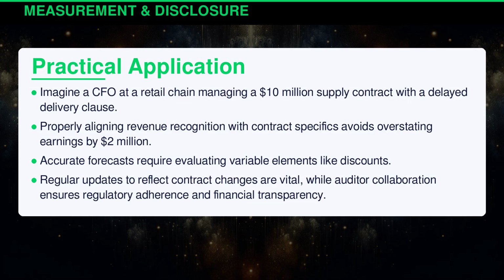Imagine a CFO at a retail chain managing a $10 million supply contract with a delayed delivery clause. Properly aligning revenue recognition with contract specifics avoids overstating earnings by $2 million. Accurate forecasts require evaluating variable elements like discounts. Regular updates to reflect contract changes are vital, while auditor collaboration ensures regulatory adherence and financial transparency.